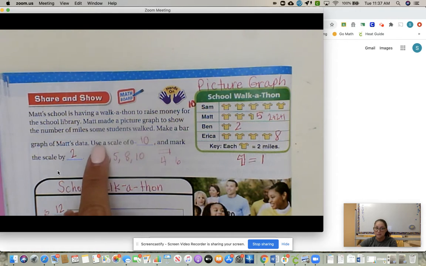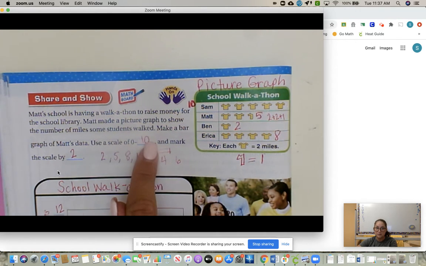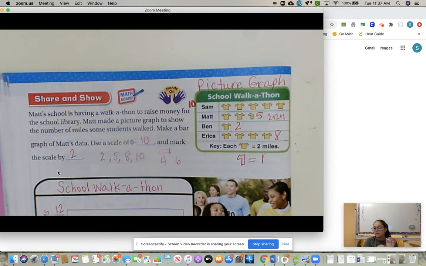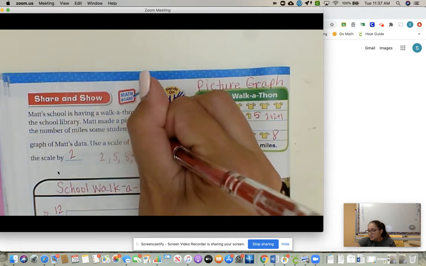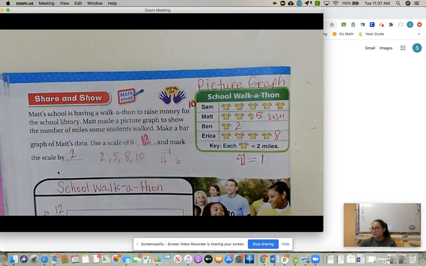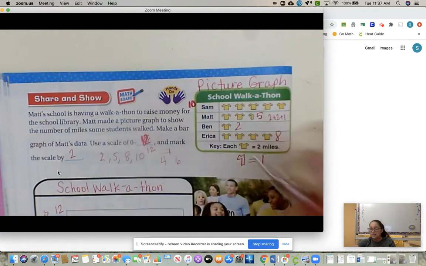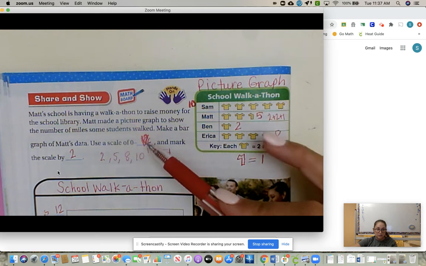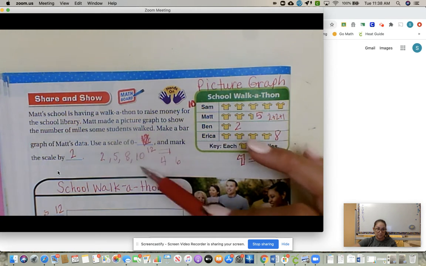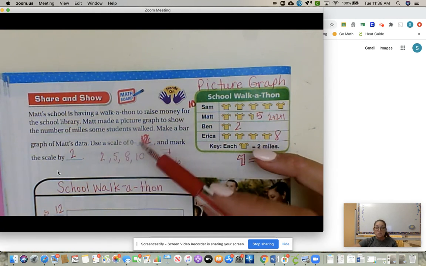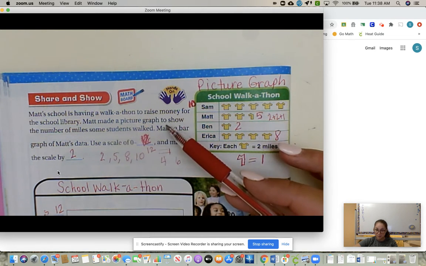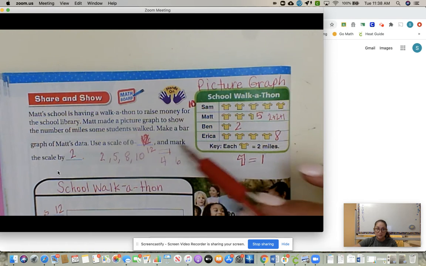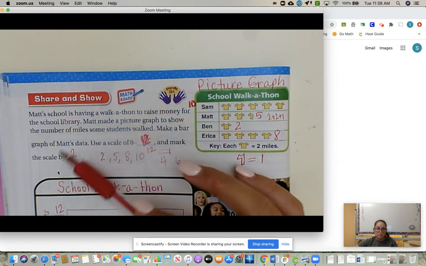Data is numbers. Use a scale from 0 to 10. And I kind of wanted to change that. We want it 0 to 12, because we always want to make it a little greater than our greatest number. Our greatest number is 10. So making 12 the highest number on our graph works really well. And we're going to mark the scale by 2.